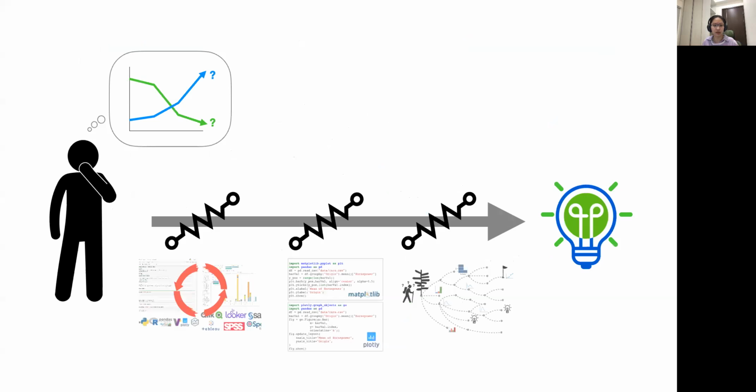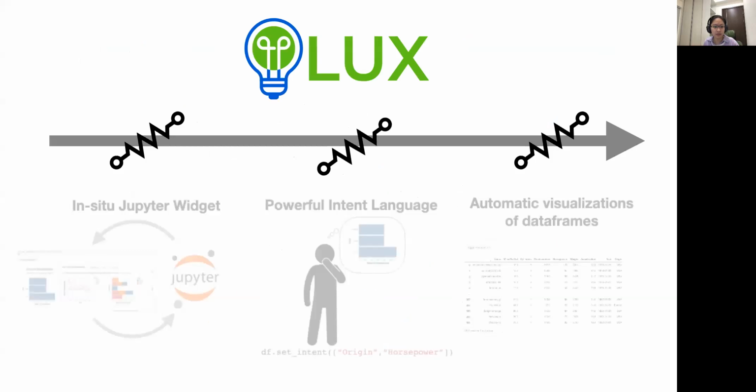So the three resistors that we discussed represent this gap between how people reason and think about their data and what actually needs to be done to these data to get to these insights. To address these pain points, we've developed a lightweight open source API called Lux. And the goal of Lux is to make it easier for data scientists to explore their data, even when the user doesn't have a clear idea of what they're looking for.